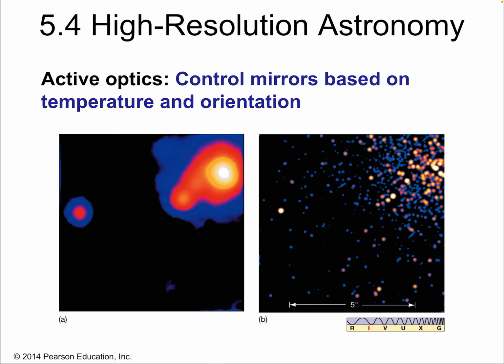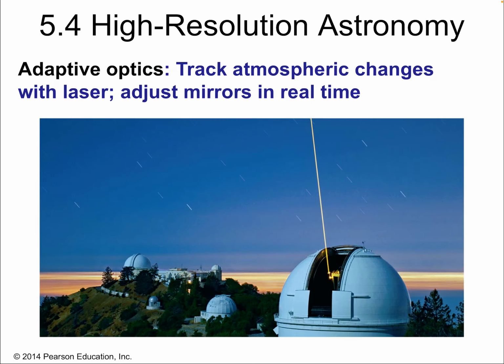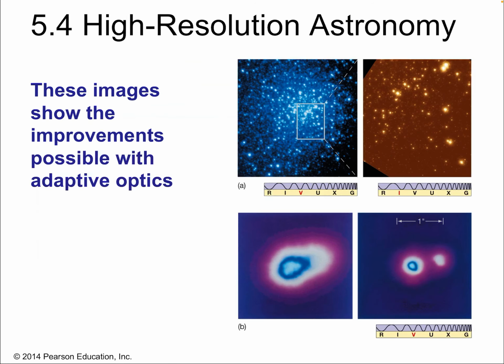Active optics controls mirrors based on temperature and orientation, to acknowledge the variations in the system and counteract them, even tiny vibrations. Here we track atmospheric changes with a laser and then adjust the mirrors simultaneously. Obviously this real-time adjustment based on incoming data, like that collected through a laser reflecting off the atmosphere, has become more possible due to the quick and powerful computation power combined with these telescopes.